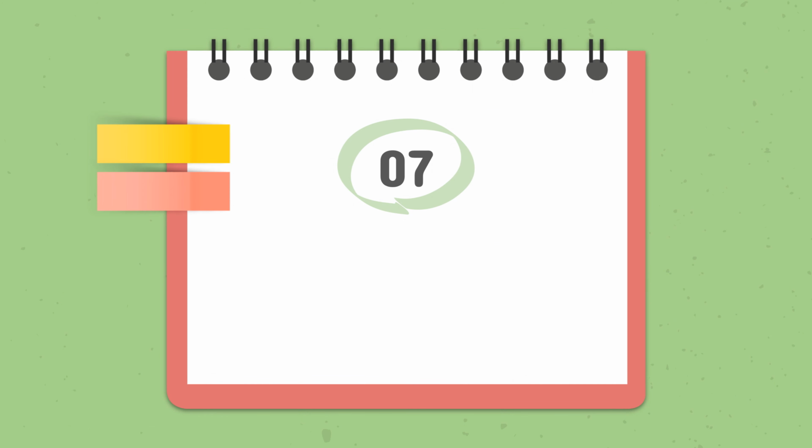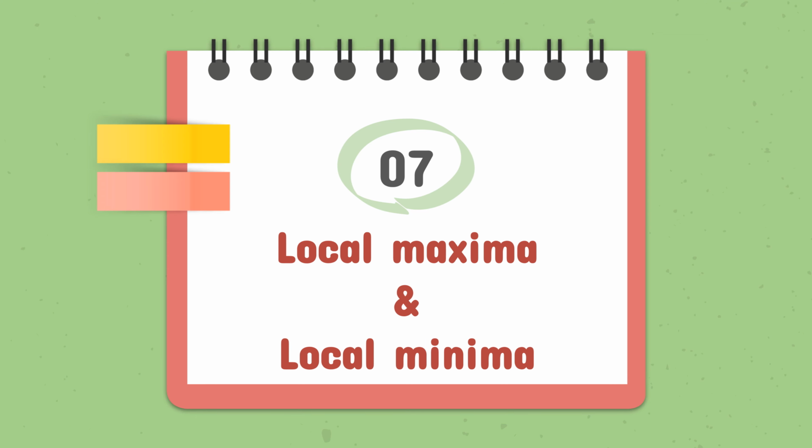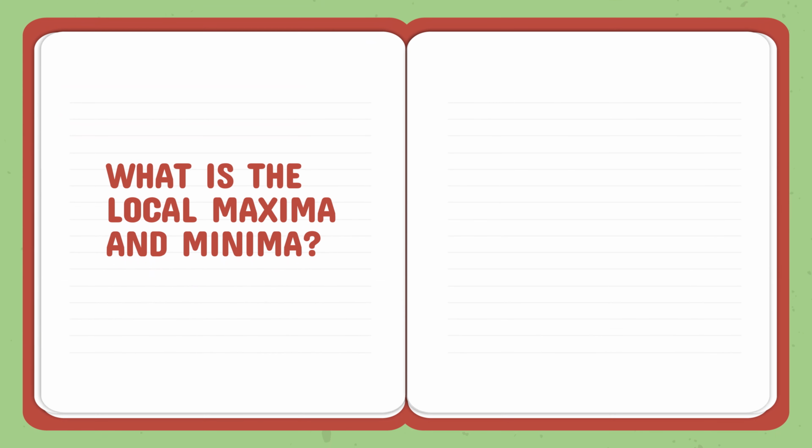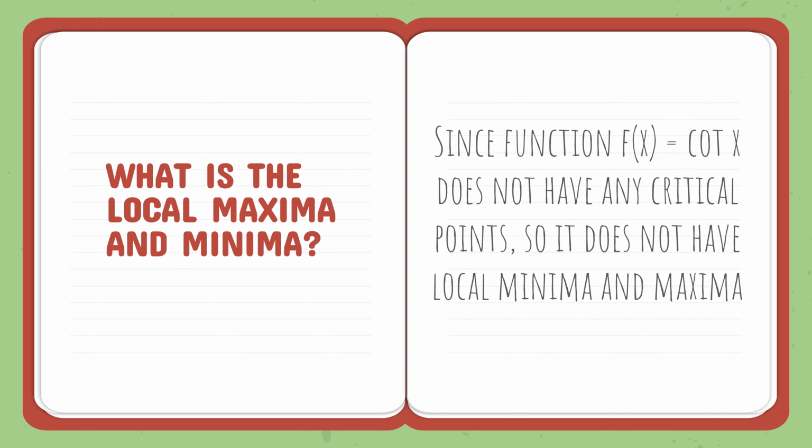For the seventh question, we need to find the local maxima and local minima. So what are the local maxima and local minima? Since the function f(x) equal to cotangent x does not have any critical points, it does not have any local minima and maxima.